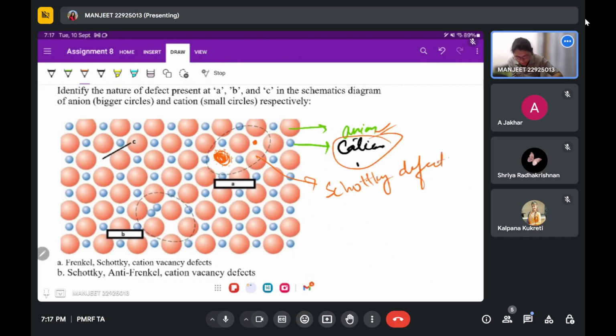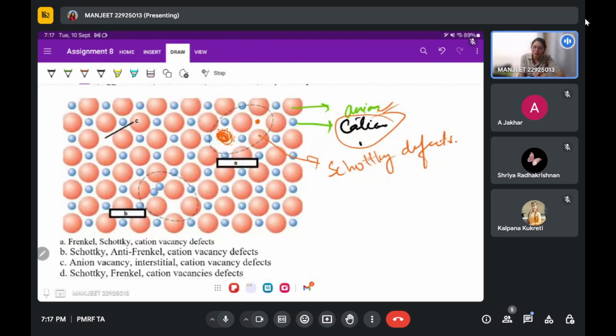Moving to the next part, in the B part, if you see here, there should be a cation here also, the blue colored one, but it is missing here. Now here there are two of them. This missing cation has moved to the interstitial site. This is the interstitial site, right? Because otherwise the lattice positions are these, and these others are the interstitial ones.